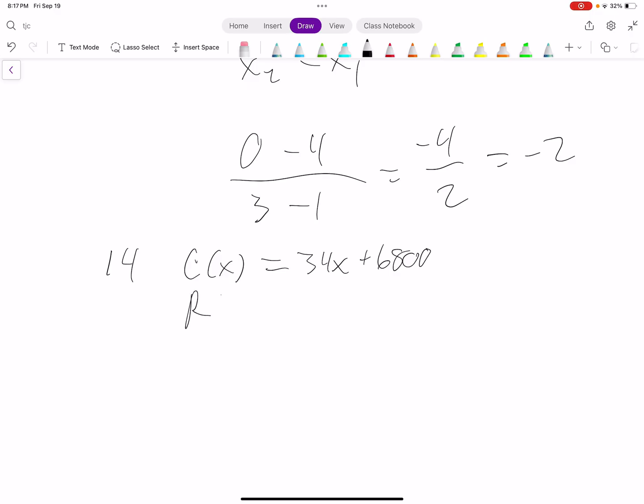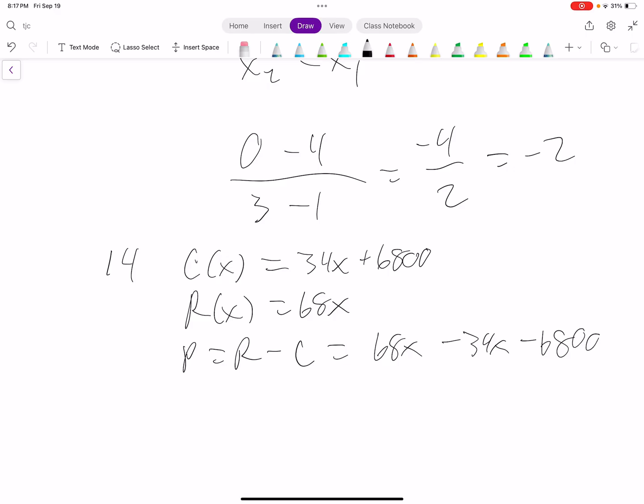And then a revenue function. And they're going to ask you for the profit equation, the break-even point, and the marginal profit. So to figure out the profit function, profit equals revenue minus cost. So that's 68x minus 34x minus 6,800. Remember, it's minus all of cost. So you got to change both the signs in the cost function, here and here.